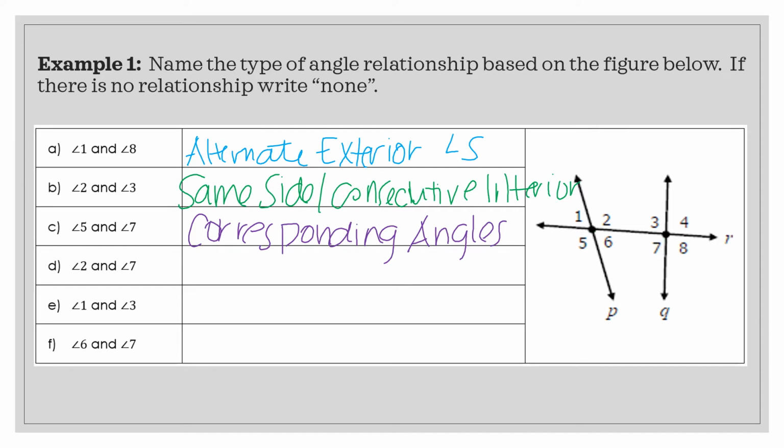The next pair of angles we're looking at are angle 2 and angle 7. So those ones are inside lines P and Q, but they are on opposite sides of the transversal, so these are alternate interior angles.